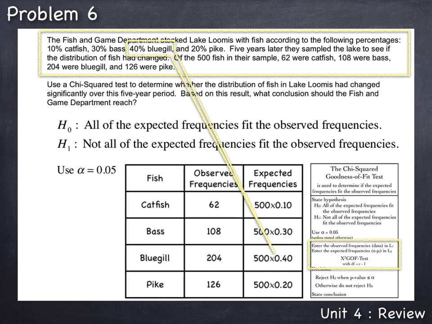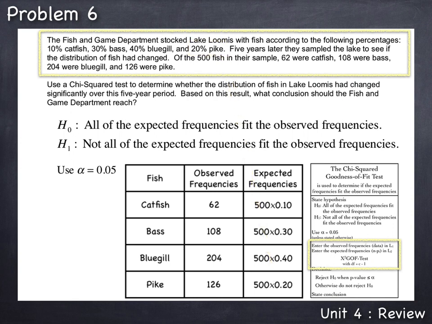40% were bluegill. So we'll take the n of 500 times the p of 0.40 for bluegill. And 20% were pike. So we'll take the n of 500 times the p of 0.20 to represent the 20% of the fish that were pike.